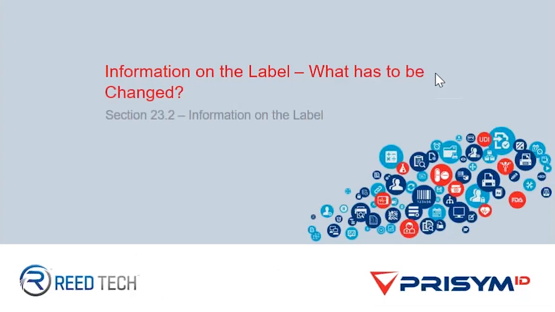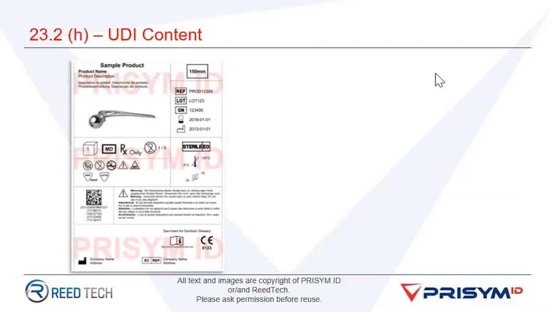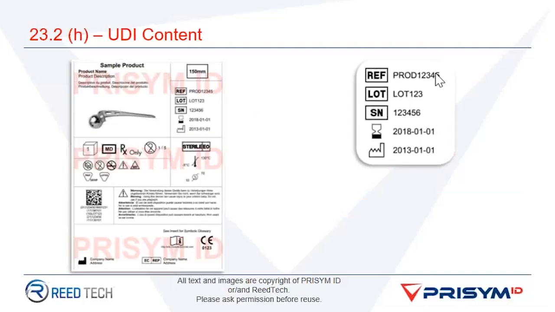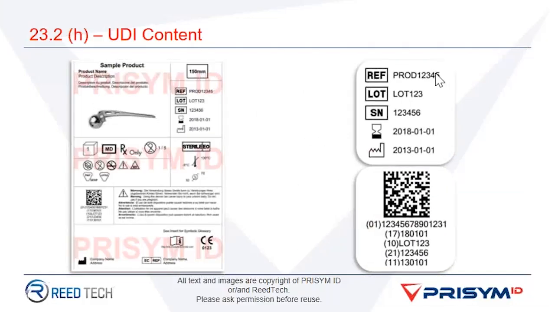So if we now move on, we'll take a look at what this means for the label itself. Now we're going to look at a number of sections on a typical label and see where the impacts to this label are going to be.